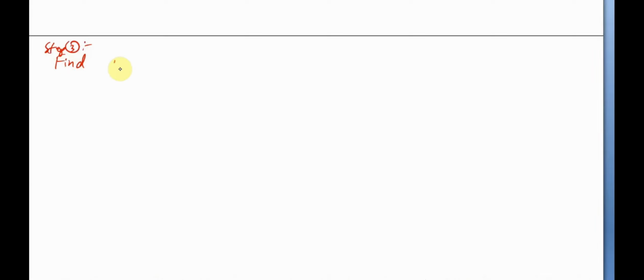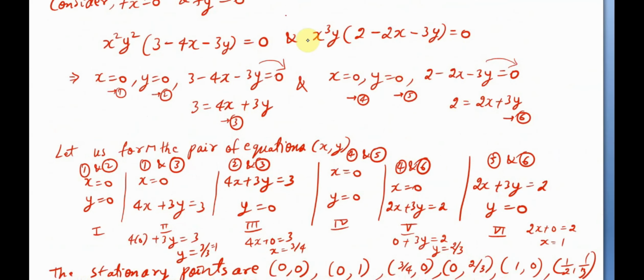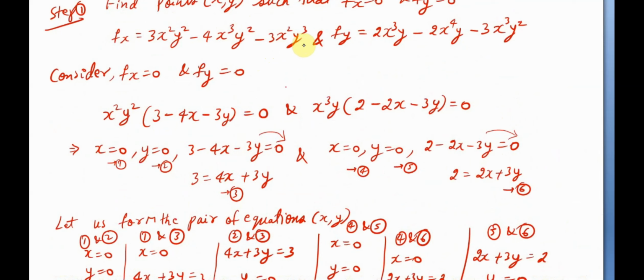So I'm going to find A, B and C. Let us find A, B, C first. So one by one I will take first A. What is A? We know it is f x x, or it is dou square f upon dou x square. So already we have calculated fx. So you can go through the previous slide and just see. I have got the value as 3x square y square minus 4x cube y square minus 3x square y cube. Just I am going to differentiate this once again with respect to x.